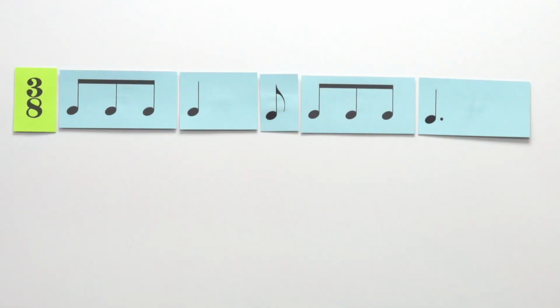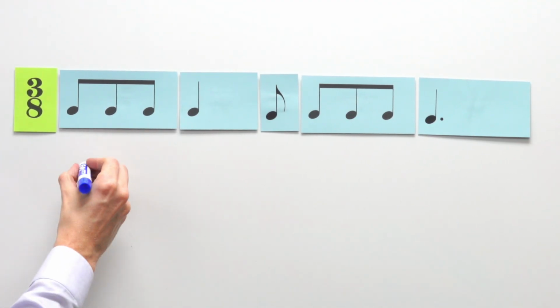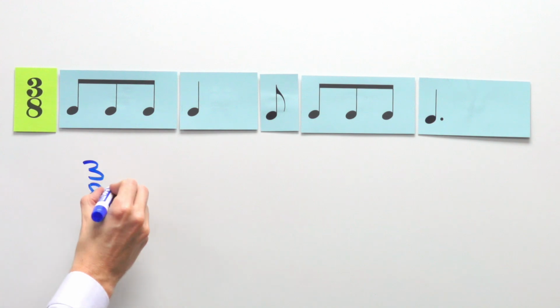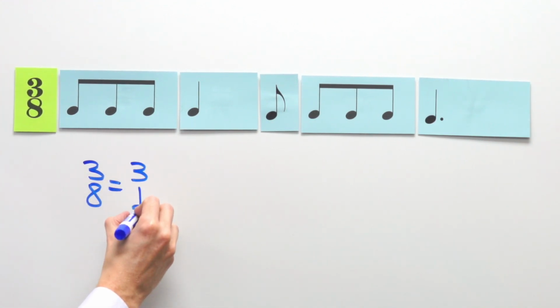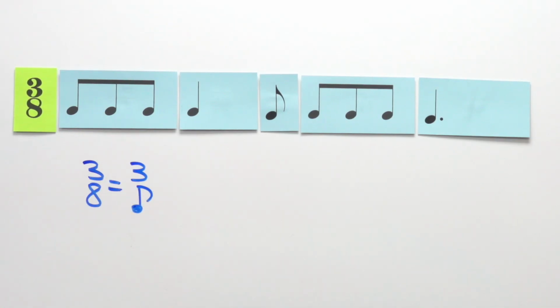Here's another rhythm to try. What time signature do we have this time? If you said 3/8, you're correct. What does 3/8 mean? Well, it means 3 eighth notes per measure. So can you help me put in some bar lines? Point to where the first bar line should go.